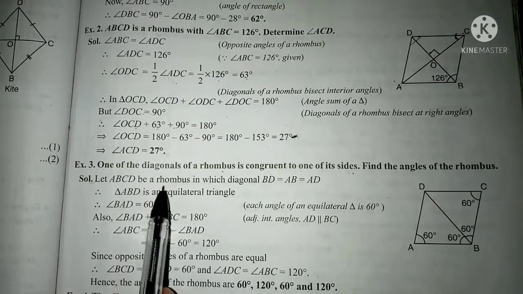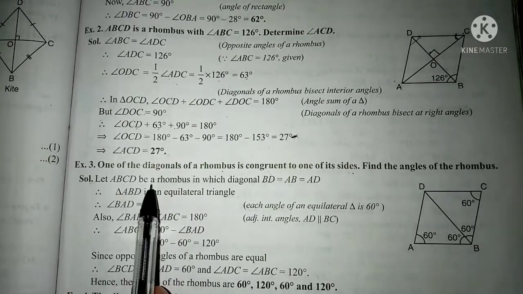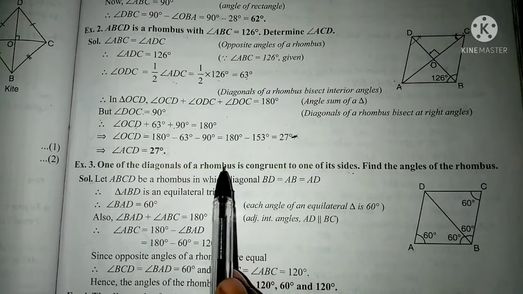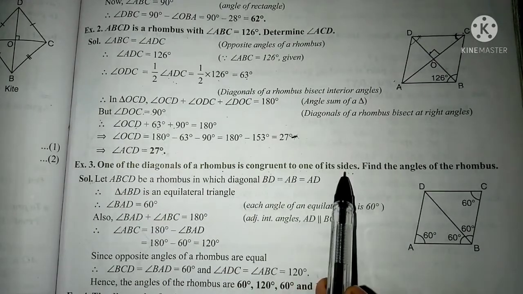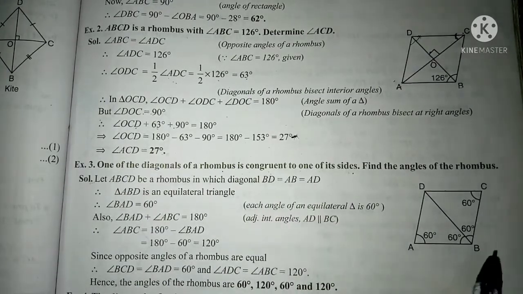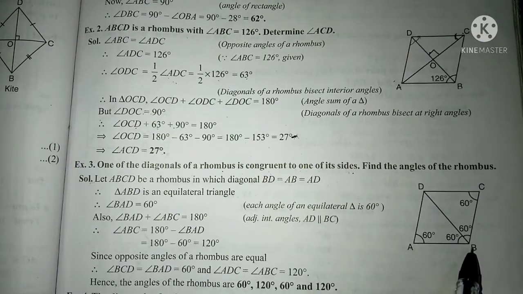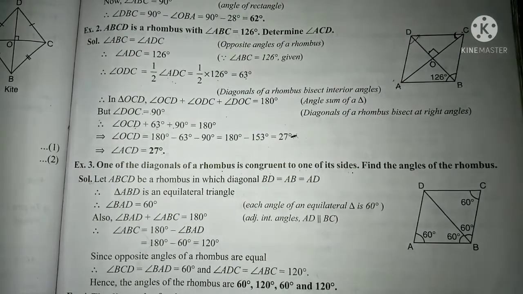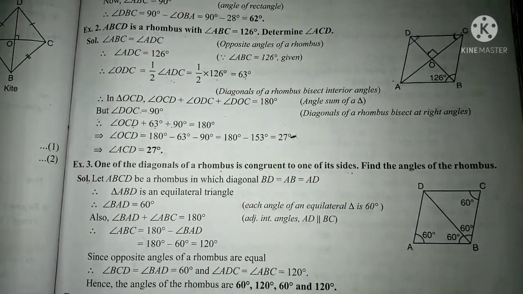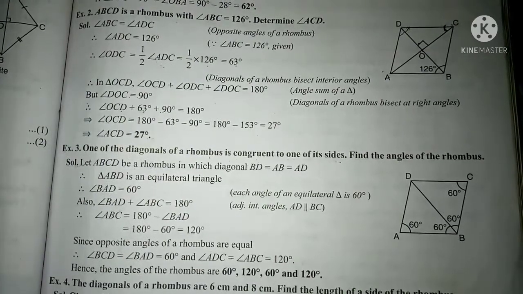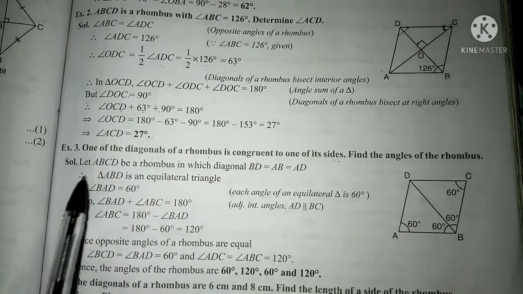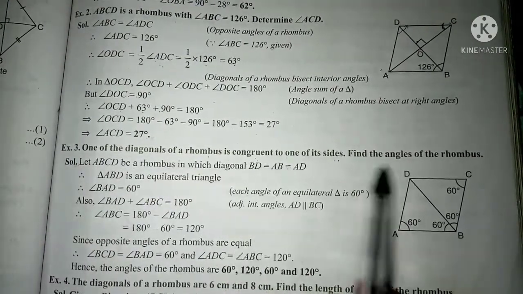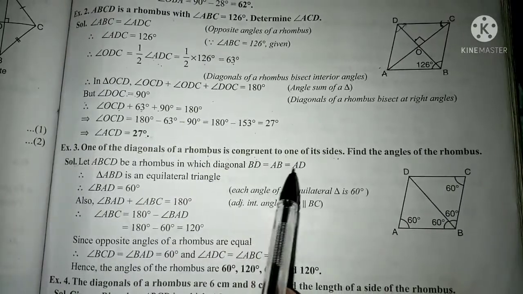First of all, we have assumed a rhombus ABCD, and they have said that the diagonal is congruent with one of its sides. So you see here BD is the diagonal, and we have assumed that BD is equal to AB and AD, because in a rhombus all four sides are equal. Now BD equal to AB, this is also done.